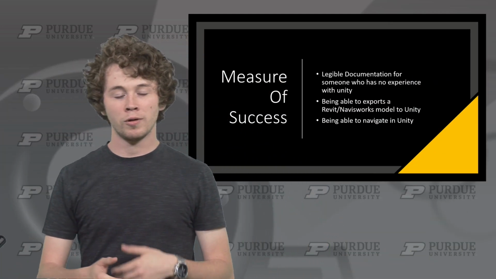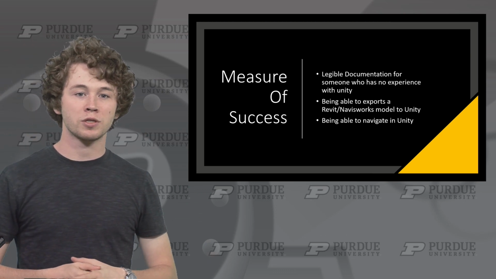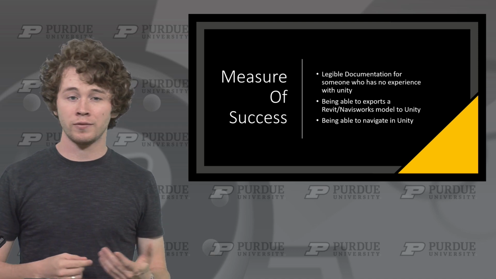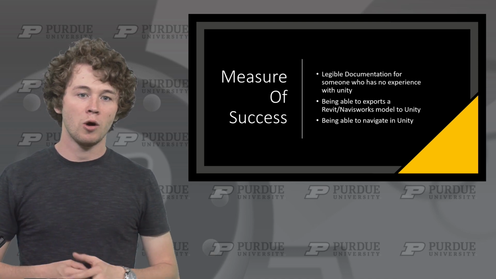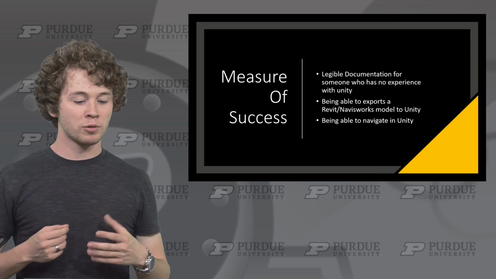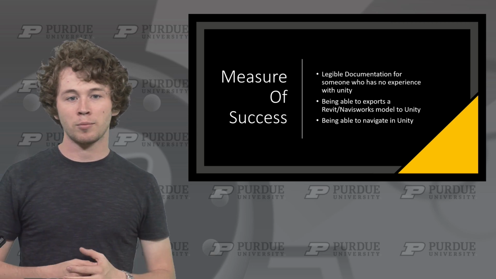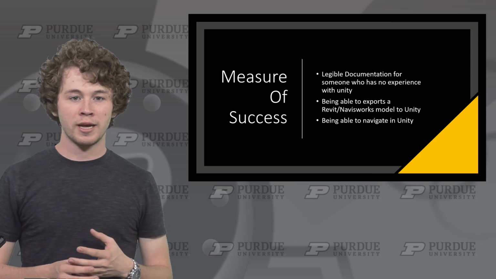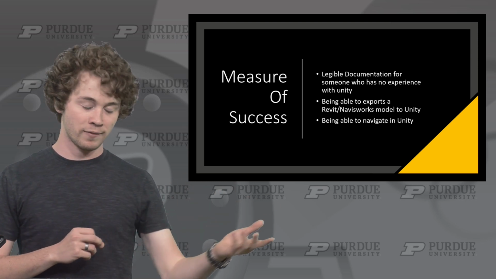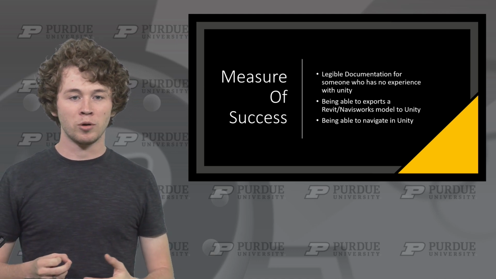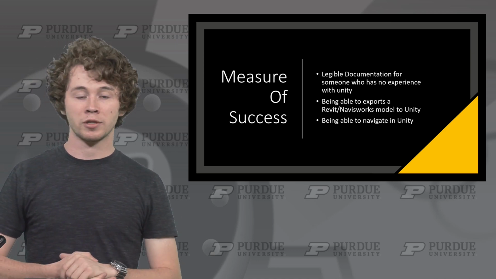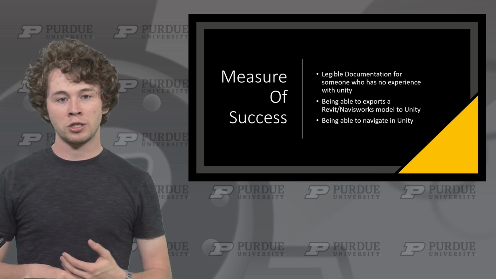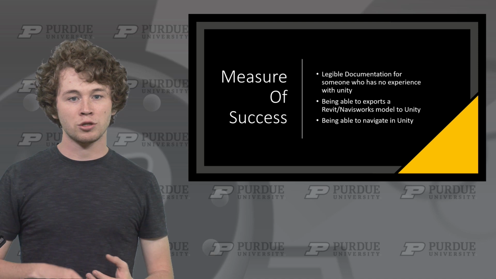So we had several methods to measure our success, the first of which was making a legible document that someone who has never touched or seen Unity or even any games engine or game development software could use to operate this and navigate it properly with little to no trouble. We also wanted to be able to take a model out of Revit or Navisworks, as we mentioned before, and make it openable. And because we chose Unity, that is why our documentation pertains to that. And lastly, we also wanted proper documentation to teach people how to not only navigate Unity, but also optimize a model in Unity.